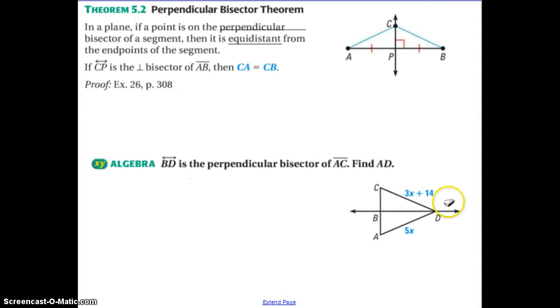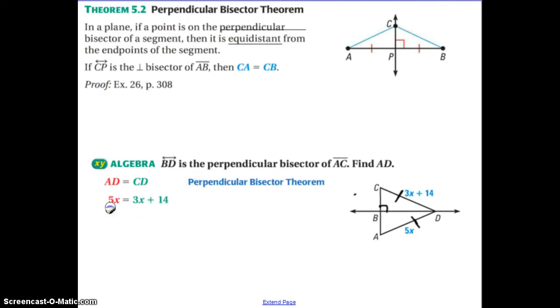So in this example down here, BD is a perpendicular bisector of AC. Find AD. Okay, we got to find the length of this side. Okay, again, sides do not have degrees, they have units of measure, of length. Okay, so if BD is a perpendicular bisector, then we know that these two sides are equidistant, right? Should be the same, DC should be the same as DA. So therefore, we can set them equal to each other by this perpendicular bisector theorem above.